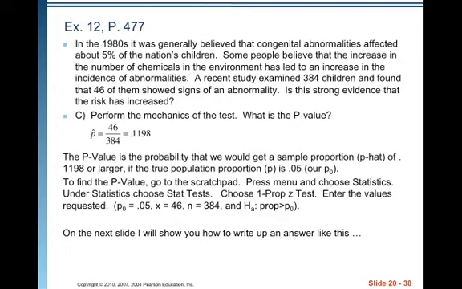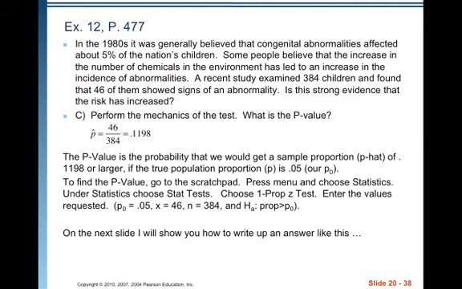What is the p-value? All right, p hat is 46 over 384. It's 0.1198. The p-value is the probability that we would get a sample proportion, our p hat, of 0.1198 or larger if the true population proportion p is 0.05, our hypothesized value for p. To find the p-value, go to Scratchpad on your calculator, press Menu, and choose Statistics. Under Statistics, choose Stat Tests, and choose one proportion z-test and enter the values requested.